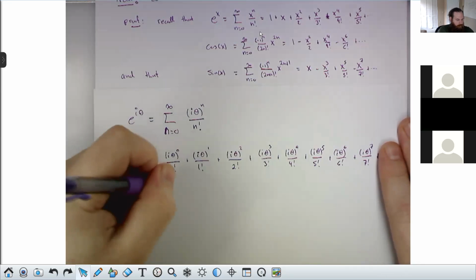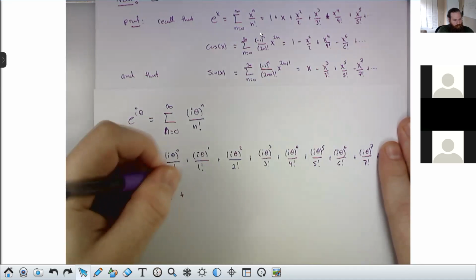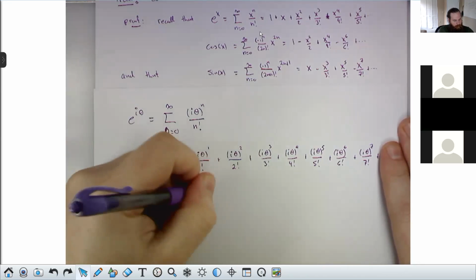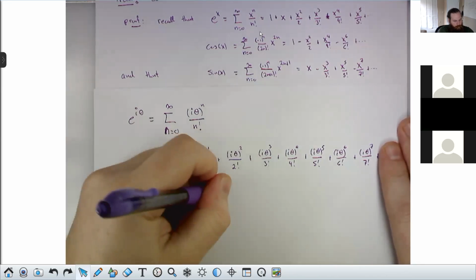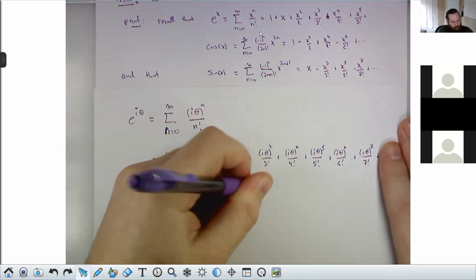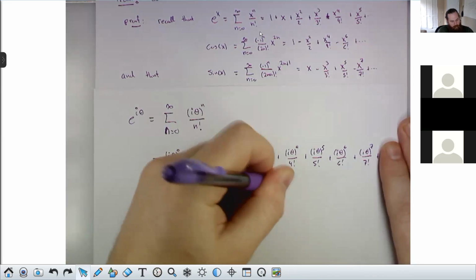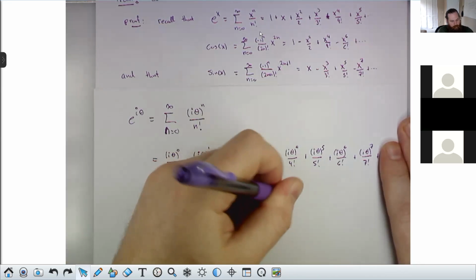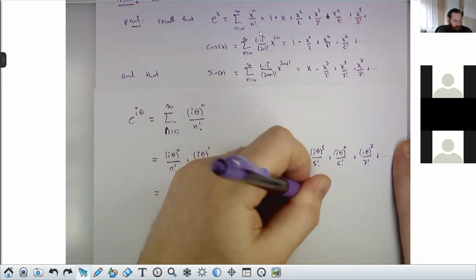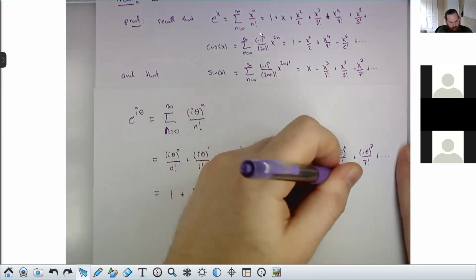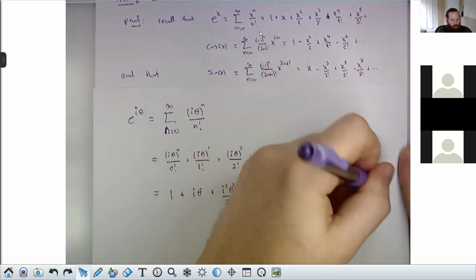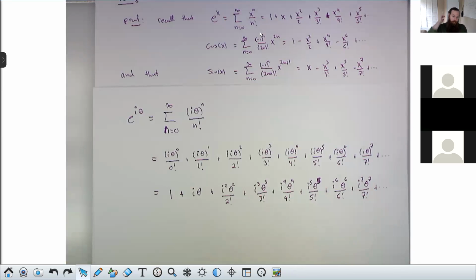Anything to the 0 power is 1, so this is 1 plus, this is i to the 1 theta to the 1 over 1 factorial, plus, this is i squared theta squared over 2 factorial, plus, this is i cubed theta cubed over 3 factorial, and we go on like that. i to the 4 theta to the 4 over 4 factorial, i to the 5 theta to the 5 over 5 factorial, i to the 6 theta to the 6 over 6 factorial, i to the 7 theta to the 7 over 7 factorial, and so on. And here's where I make use of my facts about powers of i.